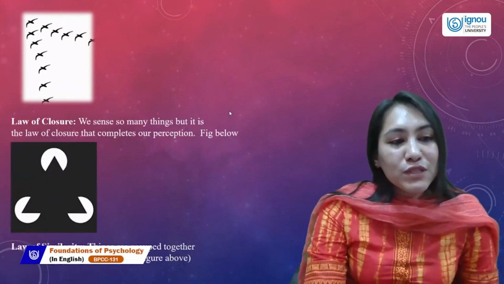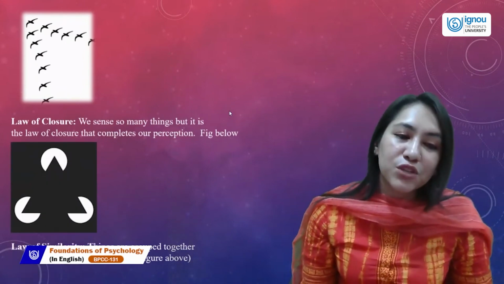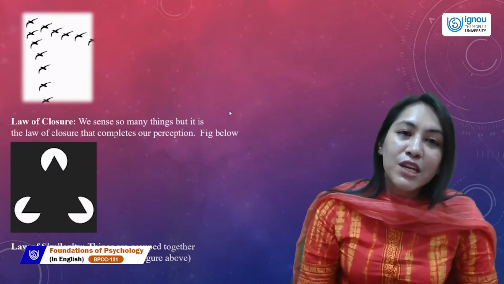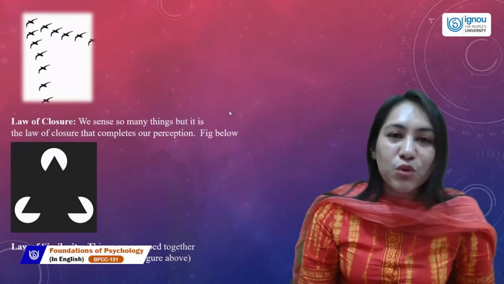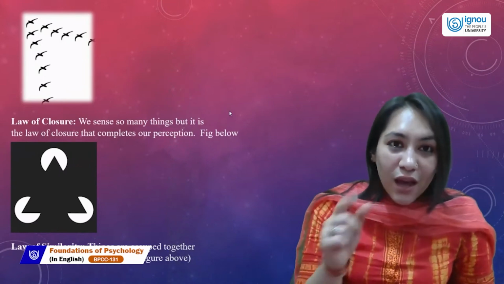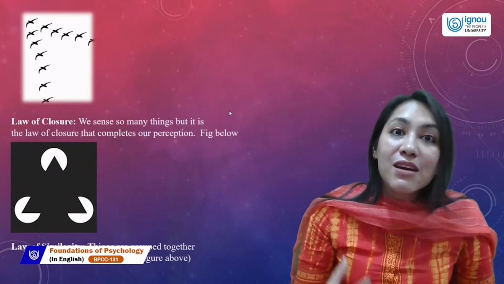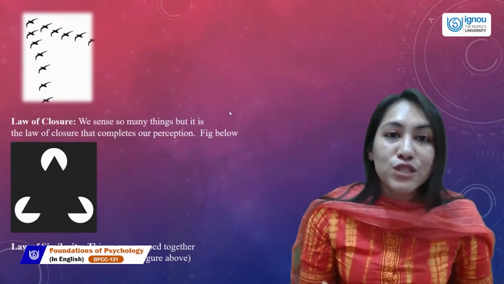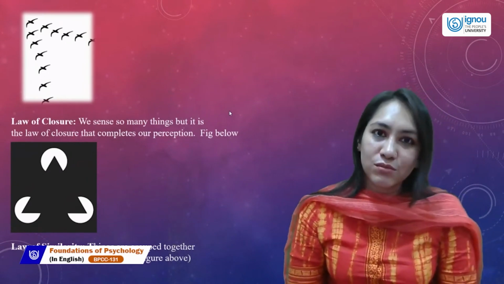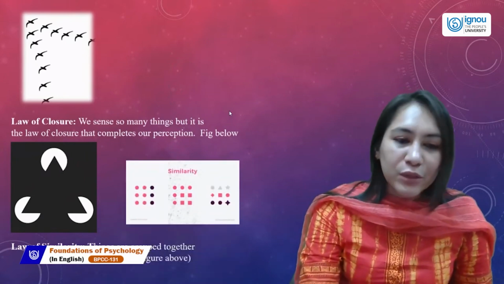Next, let's move to the law of closure. Very simple, commonly found. This is something you can find very commonly around yourself, which is seeing the image. What do we see? We can make it as a triangle, three half circles formed in the shape of a triangle. So it's the ability of your senses to see figures that are complete. If they're incomplete also, you will look at them as complete figures, like the figure below.